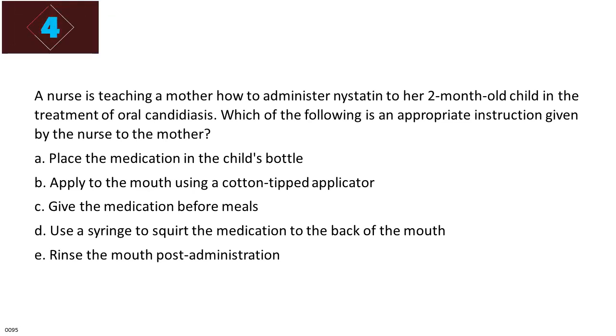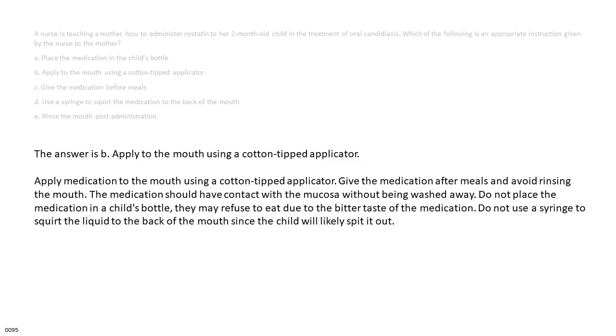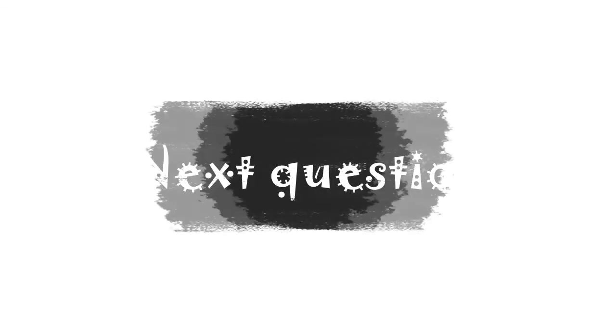The answer is B. Apply to the mouth using a cotton-tipped applicator. Apply medication to the mouth using a cotton-tipped applicator. Give the medication after meals and avoid rinsing the mouth. The medication should have contact with the mucosa without being washed away. Do not place the medication in a child's bottle, they may refuse to eat due to the bitter taste of the medication. Do not use a syringe to squirt the liquid to the back of the mouth since the child will likely spit it out.